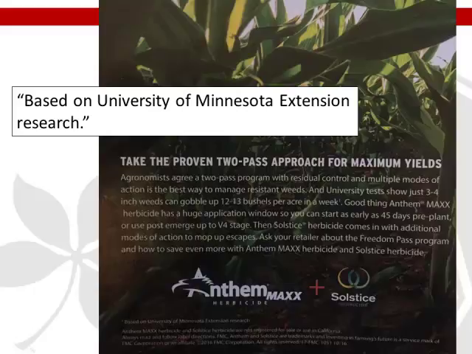So then in the fine print, it says that it is based on University of Minnesota Extension research. And so this makes you think thumbs up, right? Extension does the best research. I'm not biased when I say that. But if you look at where that 1 is strategically placed, it's after the statement that university tests show just 3 to 4 inch weeds can gobble up 12 to 13 bushels per acre in a week. That research had nothing to do with the herbicide. So I think this one's tricky and fun. They're showing you that there was research done, but it has nothing to do with their product. So you have to read a little careful and see where they're being sneaky.